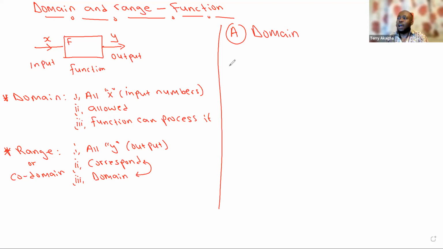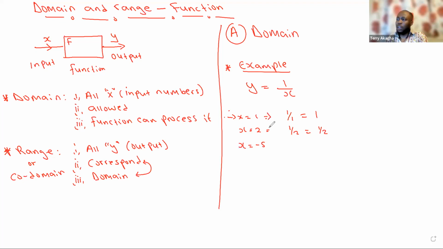So for instance, just a quick example. If you have y is equal to 1 over x, you see that for x, I can put x to be 1. So if x is equal to 1, it will be 1 over 1, and that'll give me 1. If x is equal to 2, it's fine. It's 1 over 2, and that'll give me 1 over 2. Can you see? The function can process it. If x is equal to minus 5, it's going to be 1 over minus 5, and the answer is going to be minus 1 over 5. Can you see? The function can process it.